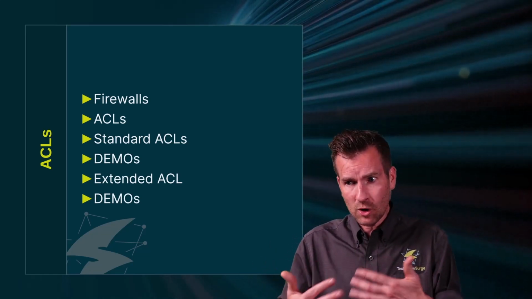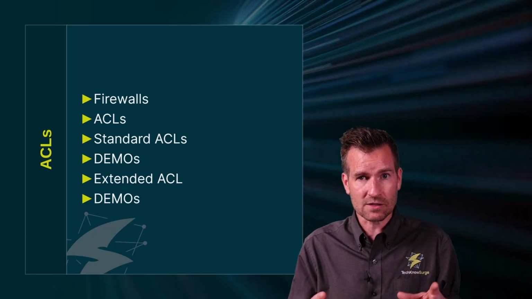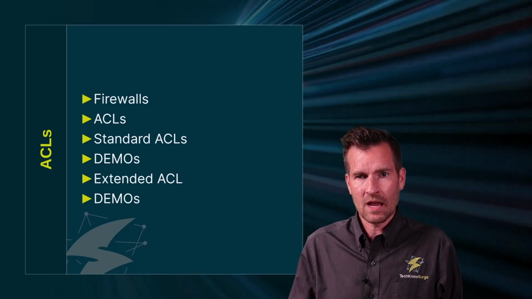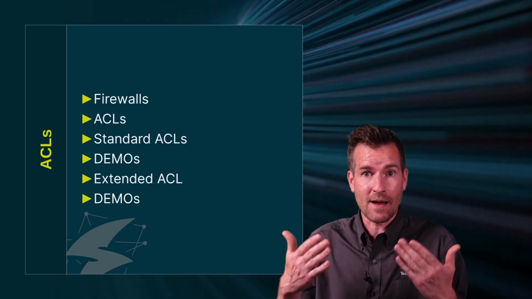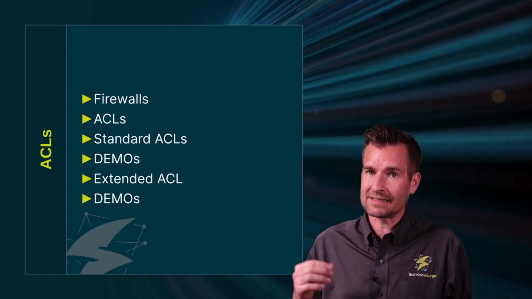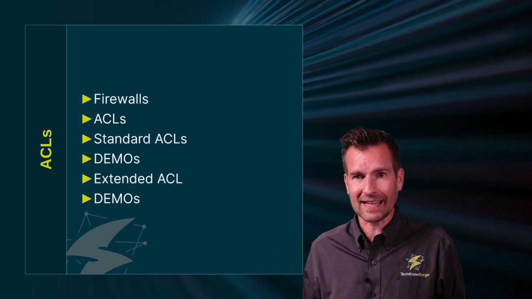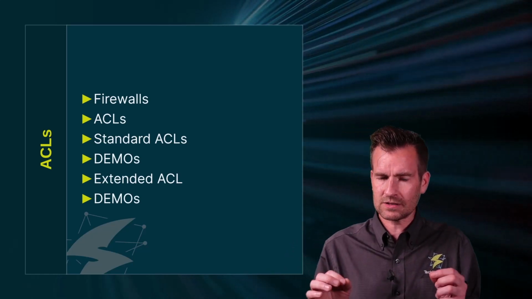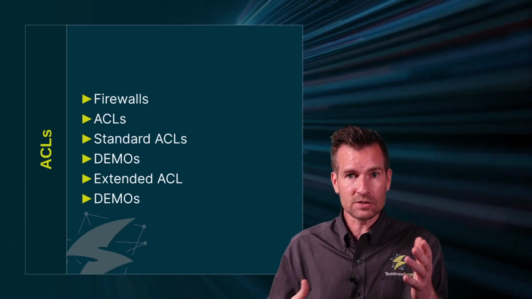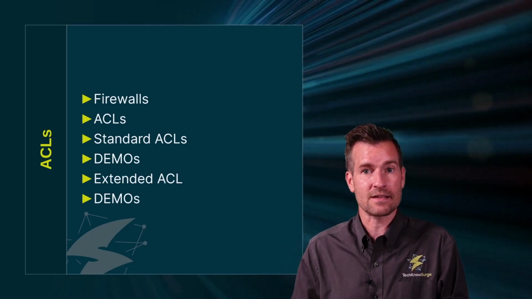In fact, it's very common that we'd set up some sort of rules or access control list on a firewall. So I'm going to start out talking a little bit about a firewall and how a firewall works. Then we'll get into access control lists. We'll talk about a standard access control list and what a standard access control list looks like. And then I'll show you some demos of different types of implementation of these standard access control lists.